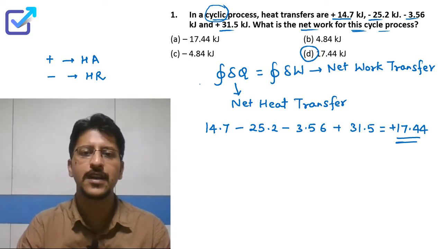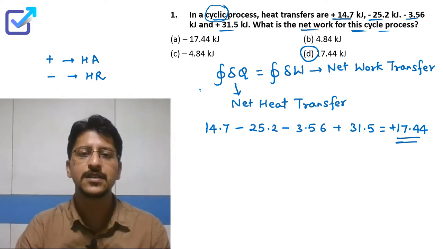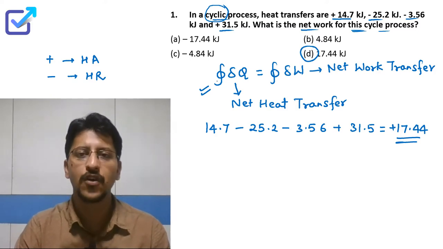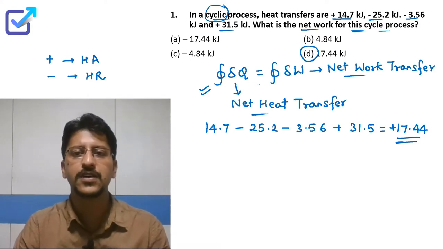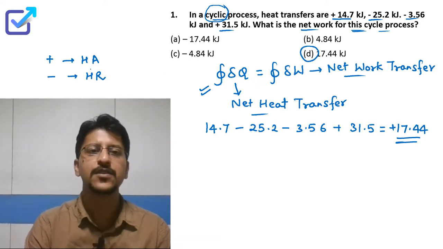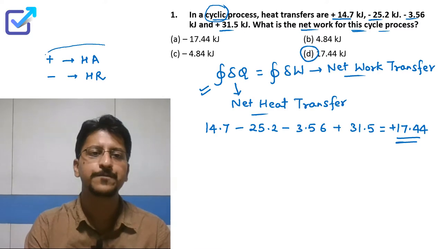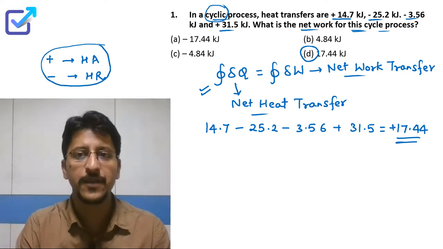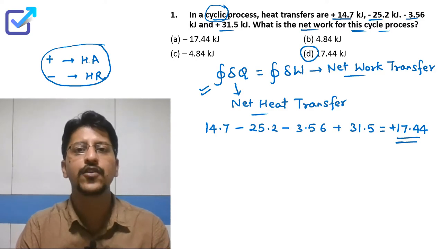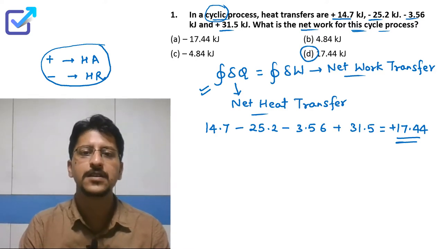We learned first that for a cyclic process, this is the representation of the first law of thermodynamics, where this is net heat transfer, this is net work transfer, and net heat transfer and net work transfer are the same. Then we understood the sign convention of heat: if it is given positive, it is heat added to the system. If it is negative, it is heat taken out of the system or heat rejected by the system.